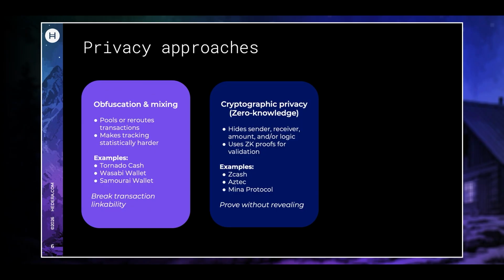Of course, the new way to do it, that's really hot right now, is ZK snarks, cryptographic privacy, where, basically using data sets, you can prove something about a transaction without actually revealing the data values themselves.